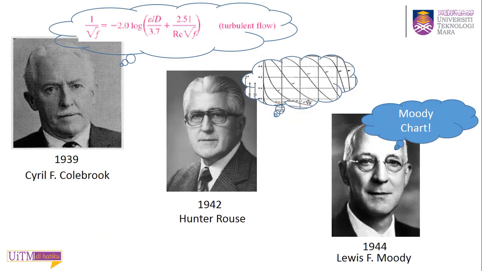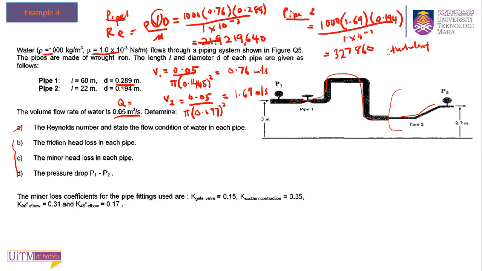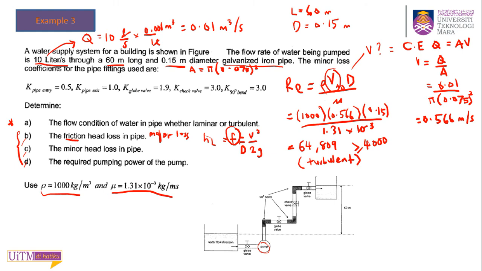And then go back to the question. You already have your f, so you can plug the value into this equation: 0.023 times the length of the pipe, which is 60 meter, divided by the diameter 0.15, times the velocity squared. You already found it, 0.566 squared, over 2 times g. Now you will get the value for your major loss equal to 0.15 meter.